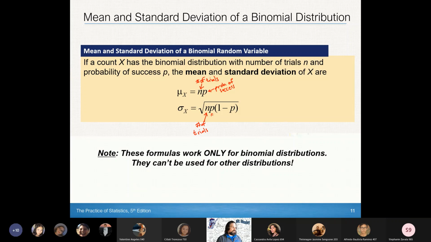All right, both of the P's here are the same P. It's the probability of success. Right? If we subtract this P from 1, in the parentheses we get the probability of failure.